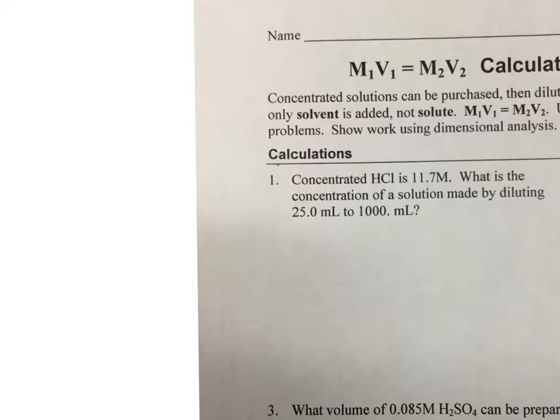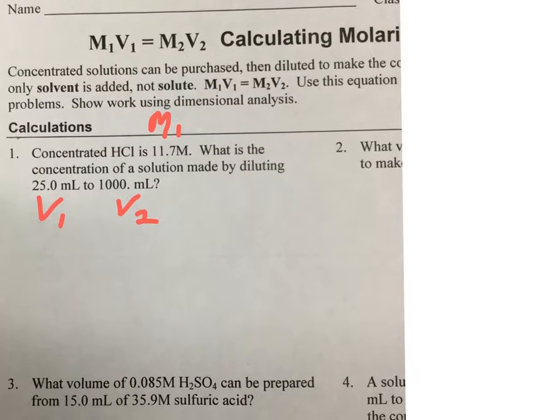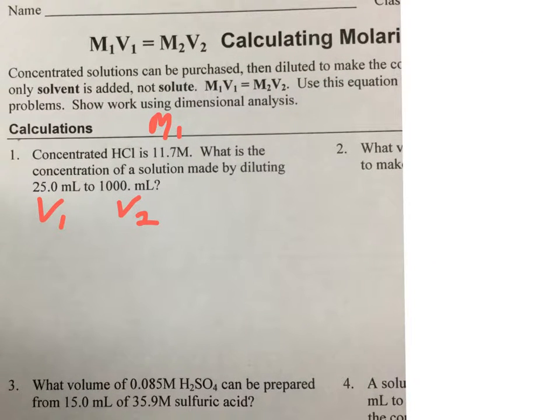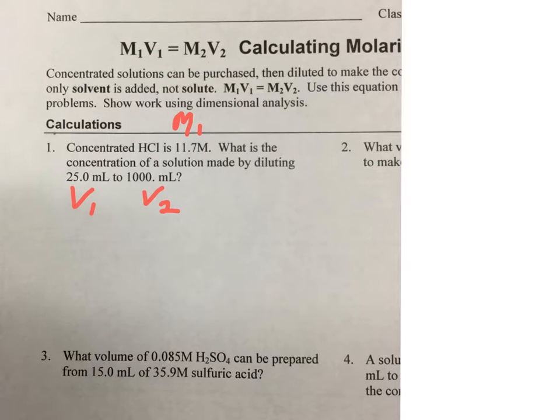Over here on this one, this is going to be M1. This is going to be V1. This is going to be V2. Okay? Go ahead and label it when you have a problem. You know what? Let's use a different problem, though. Let's use a different one. Let's use this part.